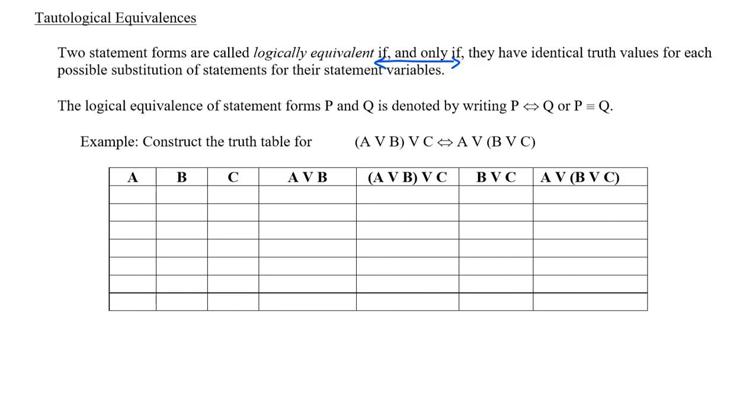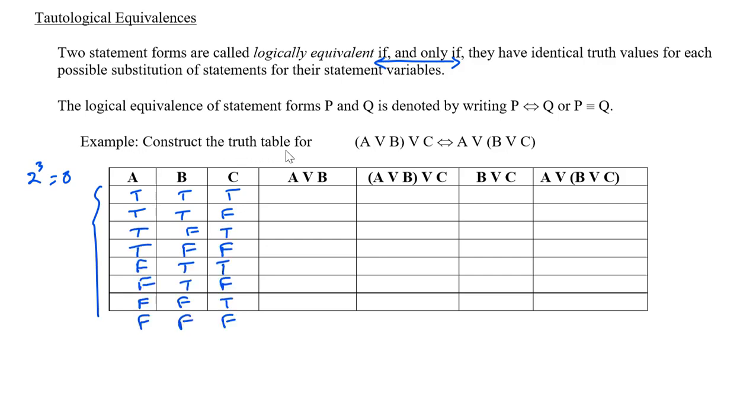So we have 3 statements. What does it mean? 2 to the power 3, we're going to need 8 rows, as you see here. So we have true, true, true, true, true, false, true. Let's construct the truth table for (A or B) or C, and see if this is equivalent to A or (B or C), where we just move the parentheses. This is similar to saying (2 plus 3) plus 5 is equivalent to 2 plus (3 plus 5). In algebra, we call this the associative property, and it's the same here in logic.